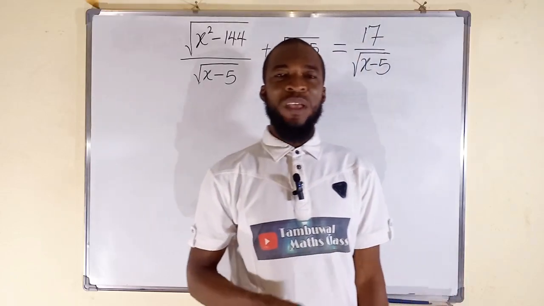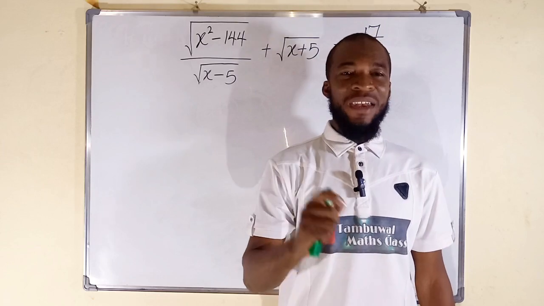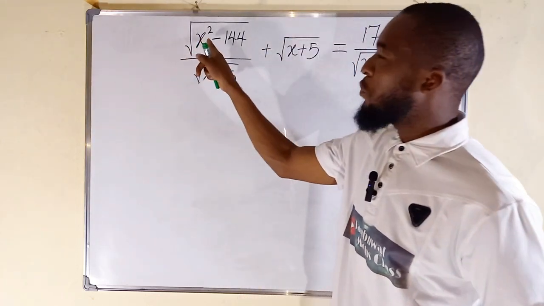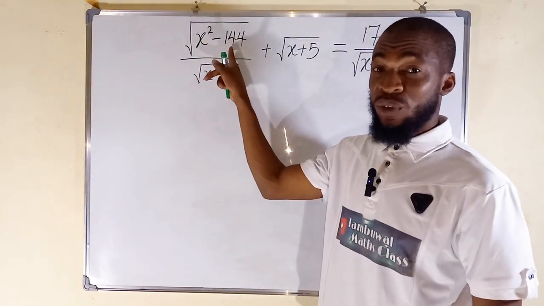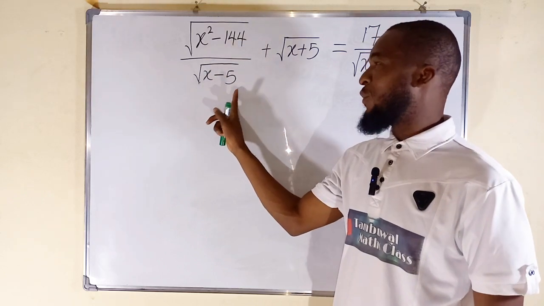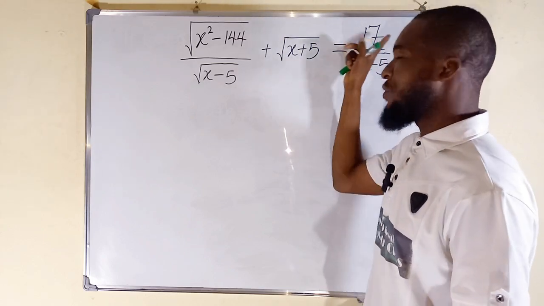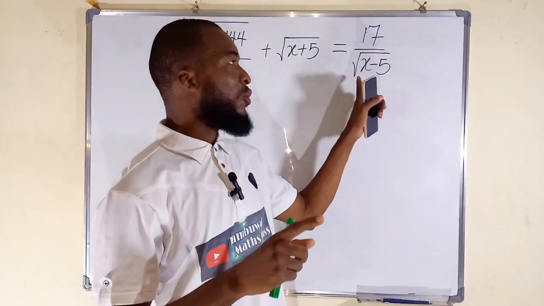Hello, dear viewers. Let us find a solution to this radical equation. The equation is the square root of x squared minus 144 divided by the square root of x minus 5, plus the square root of x plus 5, is equal to 17 divided by the square root of x minus 5.